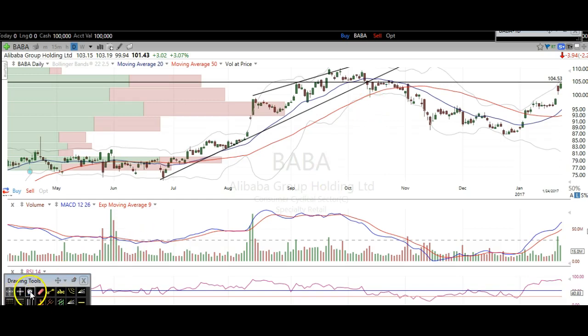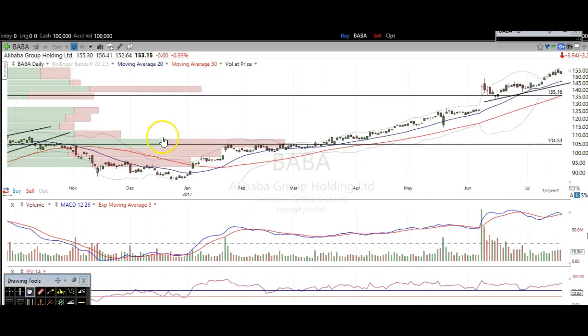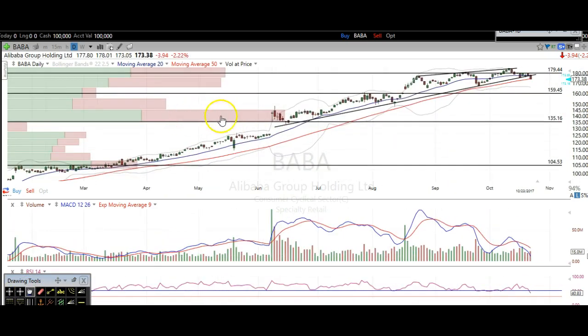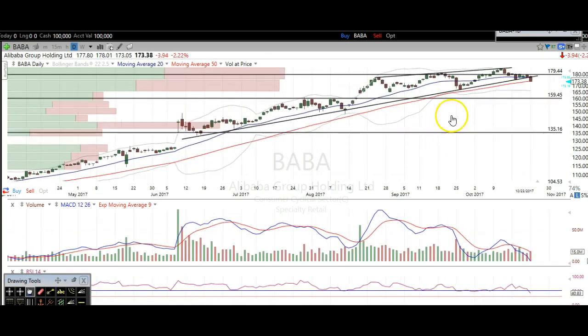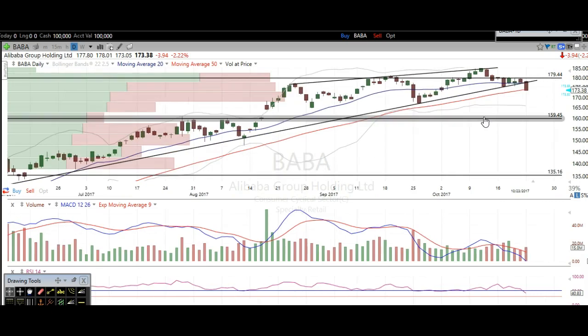So seasonality is a big thing here. So we've got seasonality, we've got pattern, we've got a lot of things that are looking very, very similar to the previous time it dipped. So I am looking for some downside on Alibaba. No crash or anything like that, just looking for some downside.